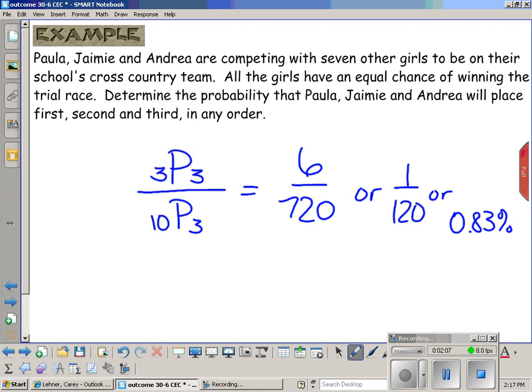So not even a 1% chance that Paula, Jamie, and Andrea are going to finish first, second, and third in any order. It could go Paula, Jamie, Andrea, it could go Andrea, Jamie, Paula, etc. But those specific 3 finishing first in a specific order is less than a 1% chance.